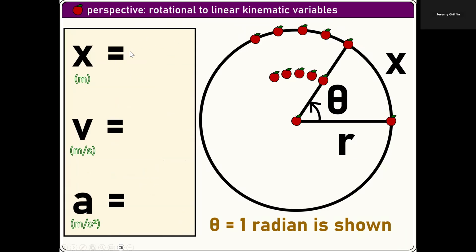What goes in this blank right here? Theta R. Yeah, theta times R. So how far is this turned times how far are you from the center? That tells you how far you moved in a linear sense, like in meters.